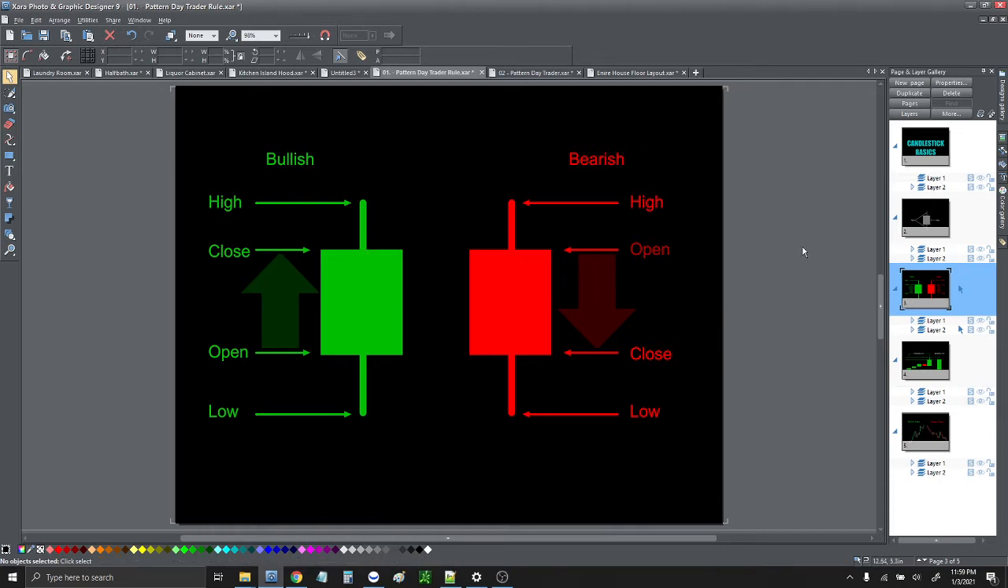As you can see here for the bearish side, it's completely reversed. It's red. It opened at the top of the body and closed at the lower portion of the body, indicating a decrease in price. Okay, so the stock or the security is losing value. Okay, but the highs and lows still remain the same.